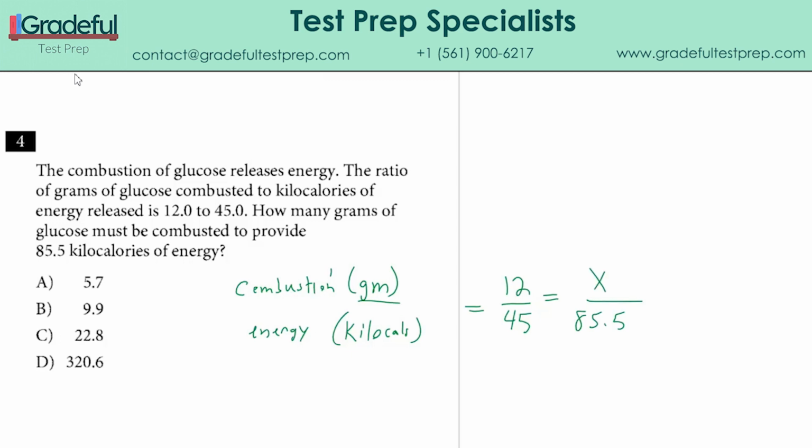So right now we have this set up well, and we have a proportion which we can cross multiply. So 12 times 85.5, which is 1026. So 1026 equals 45 times x. So FYI, we multiply this by this equals this by this. Now we can divide both sides by 45, and we'll get x is 22.8. And so the answer for number 4 is C.